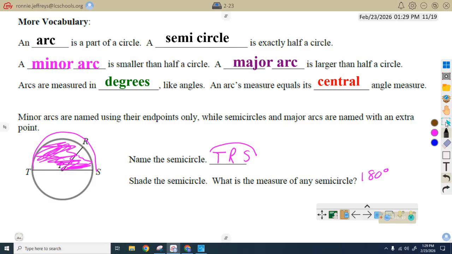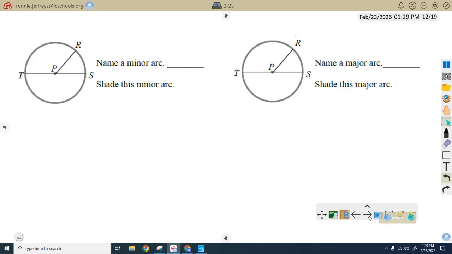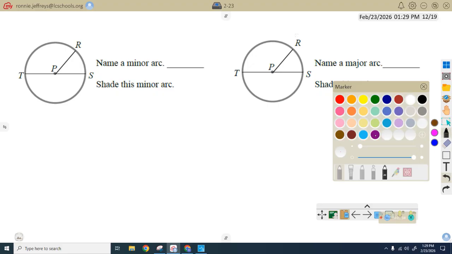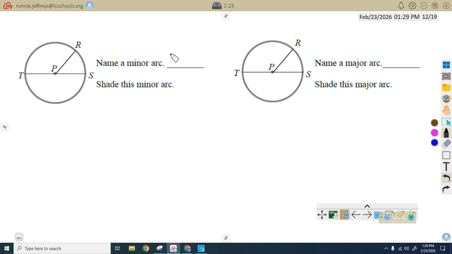So, all right. A minor arc, okay? This is an arc that is less than 180. So what would one be? RS. All right. TR is one. RS is another. Okay? Here's TR. Here's RS.